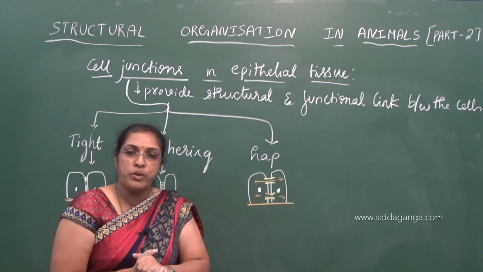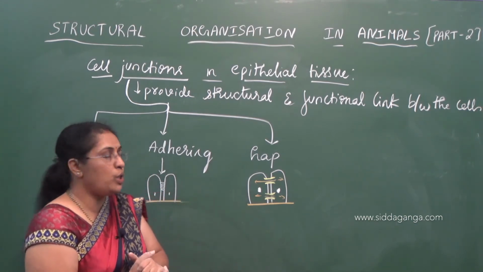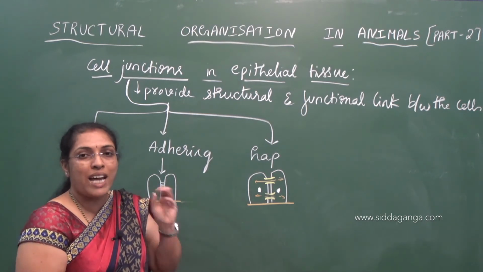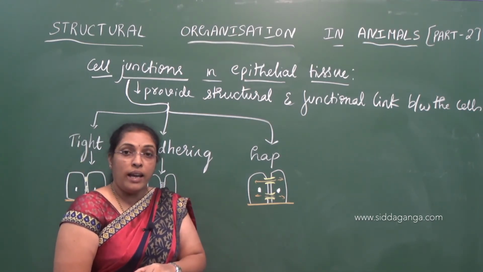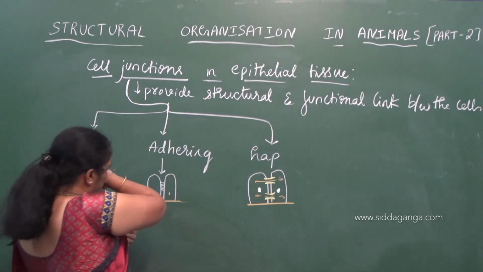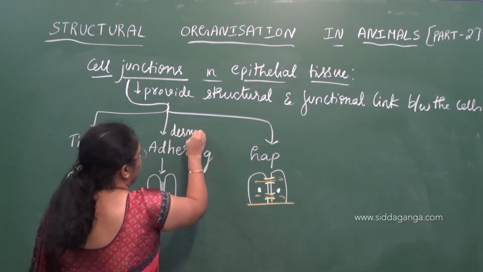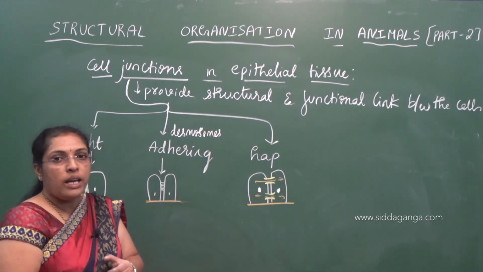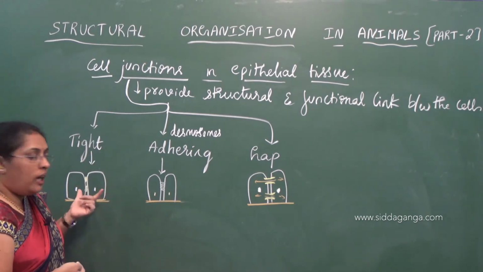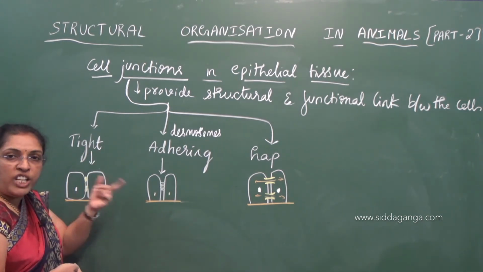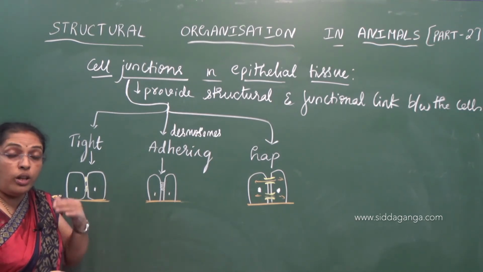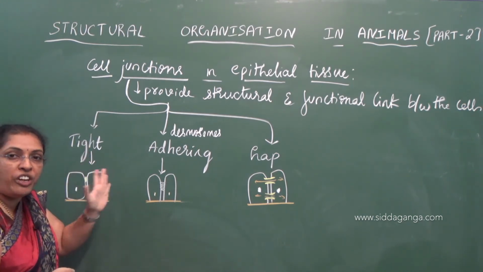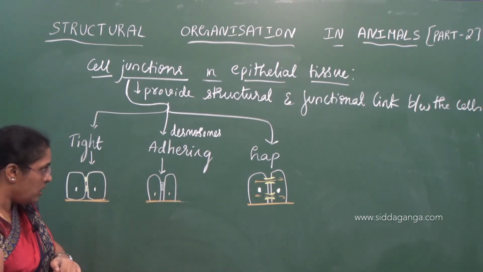Now, explain the types of junctions present in epithelial tissue. In epithelial tissue we see 3 types of junctions. One is tight junction, another one is adhering junction, which is also called desmosomes. Another one is gap junction. In tight junction, there is no exchange of substances or cytoplasm between the cells. This type of junction prevents the leakage of substances between the cells.